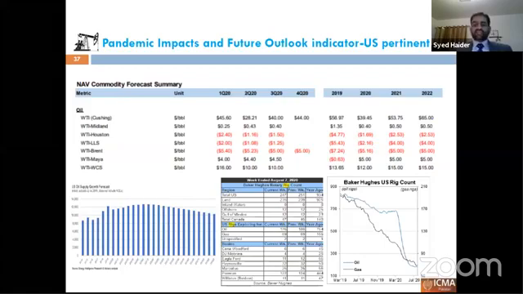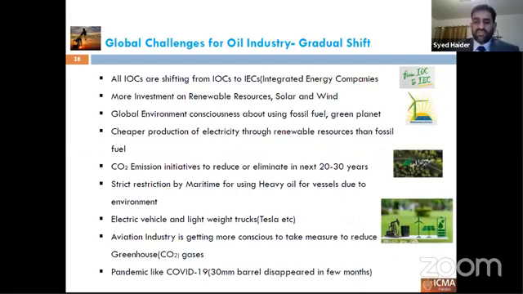So here, this is the last slide: global challenges for the oil industry. You can see in the media these days that all the big oil companies, called international oil companies, or IOCs, are now branding themselves as IECs. It means integrated energy companies instead of only oil producing companies, because things are changing. More investment on renewable resources is coming up, particularly solar and wind.